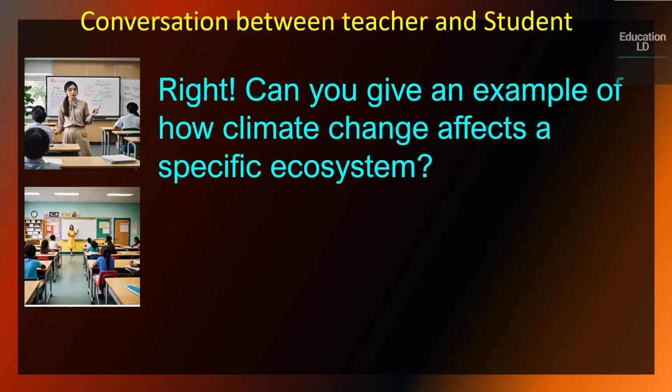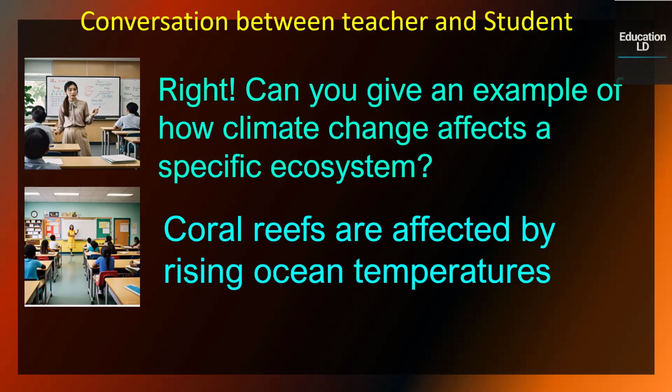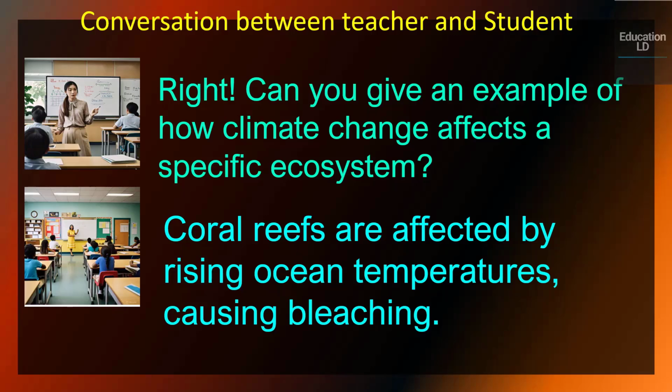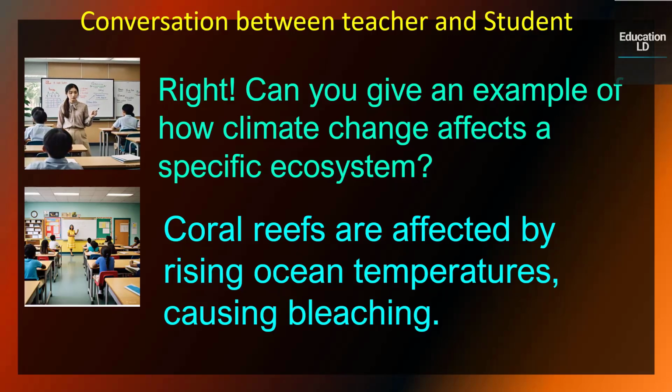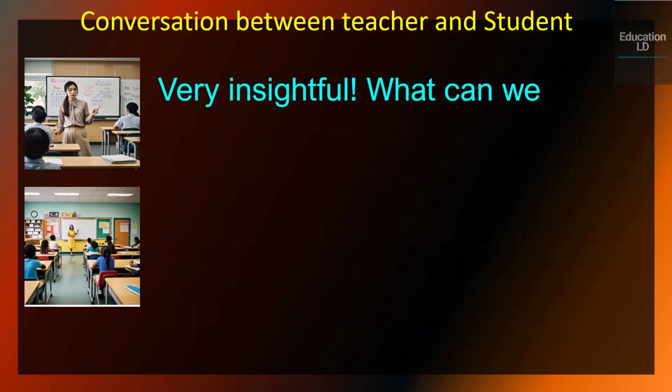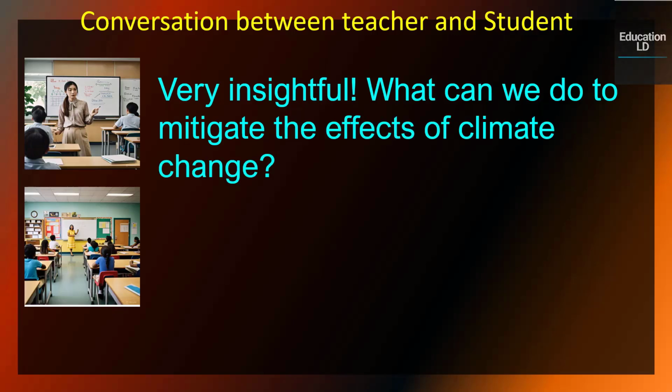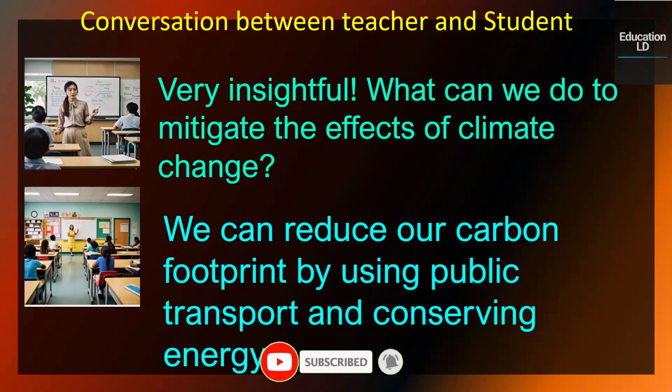Right. Can you give me an example of how climate change affects a specific ecosystem? Student: Coral reefs are affected by rising ocean temperatures causing bleaching. Teacher: Very insightful. What can we do to mitigate the effect of climate change?